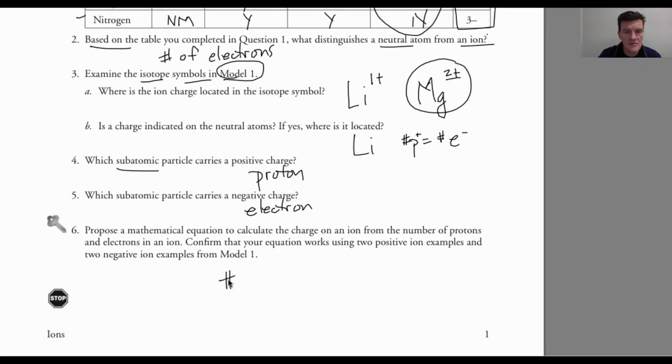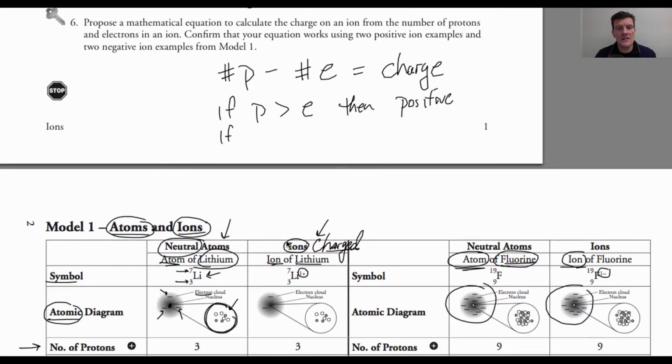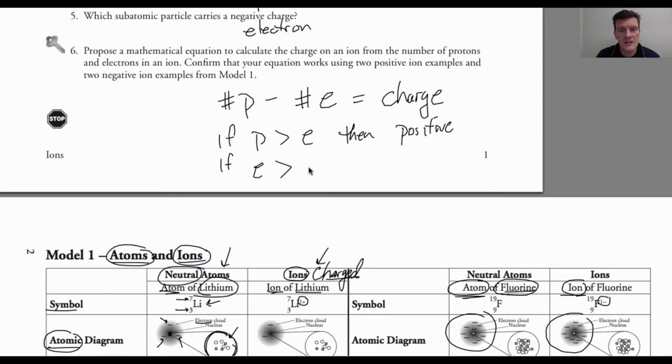You have the number of protons minus the number of electrons is going to give you the charge on your particular atom. If the number of protons is greater than the number of electrons, if P is greater than E, then you're going to have a positive charge. If the electrons are greater than the number of protons, then you're going to have a negative charge. Okay?